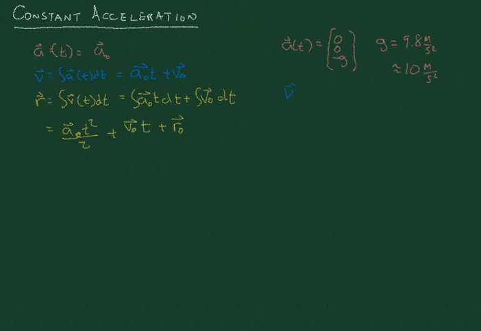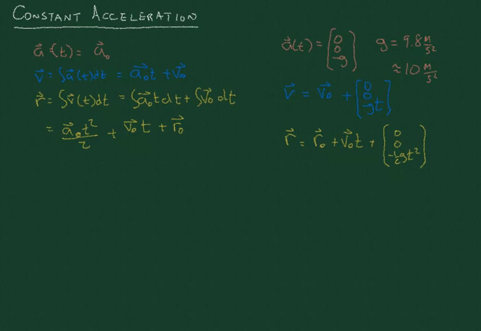So now we see that the velocity is just the v0 vector plus 0, 0, minus g t. And then we see the position is just r0 plus v0 t plus 0, 0, minus 1/2 g t squared. So this is kind of the most general form.